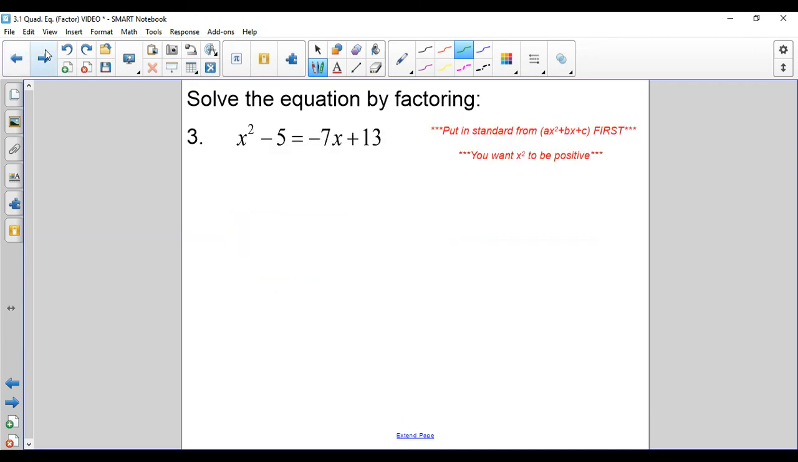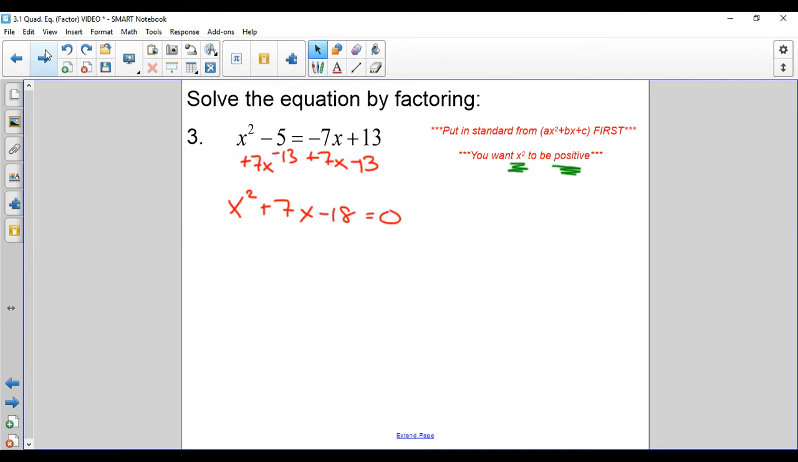Third one, I put a note here, put it in standard form first. You have to do that before you factor. You also want your x squared to be positive. All right, that's your goal. My x squared is positive on the left side already, so I'm going to move everything on the right side over to the left. So the x squared plus 7x minus 18 equals 0.